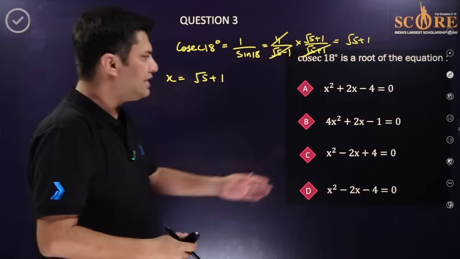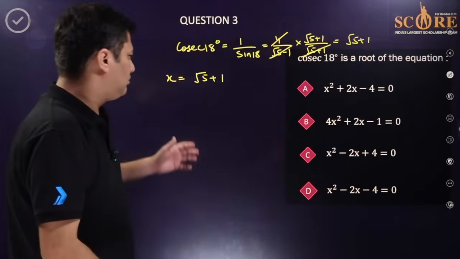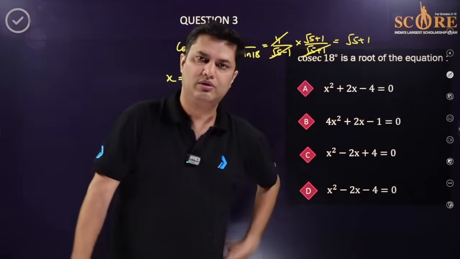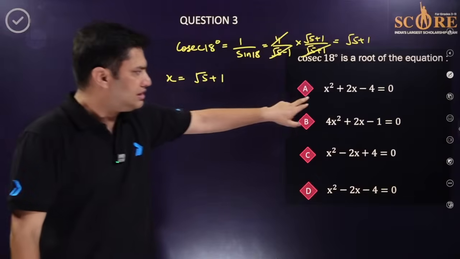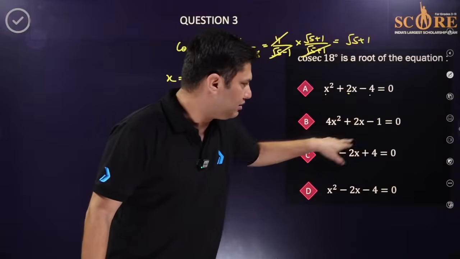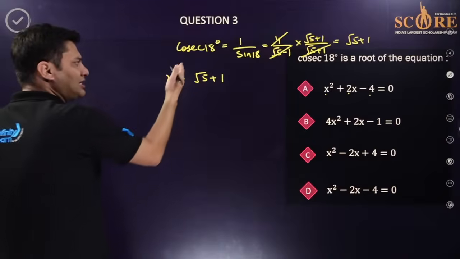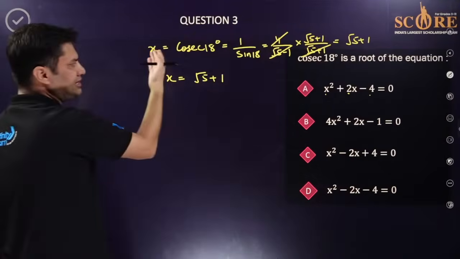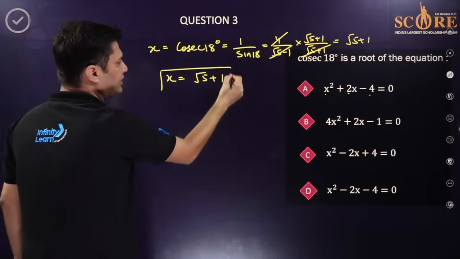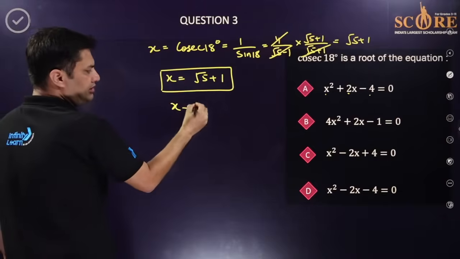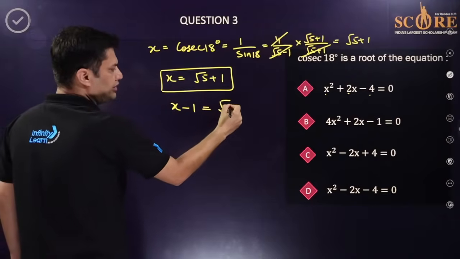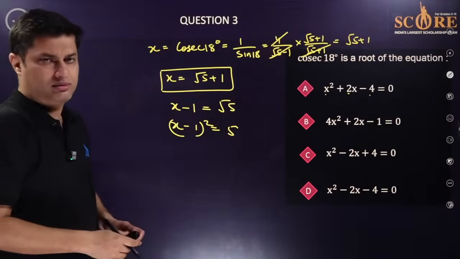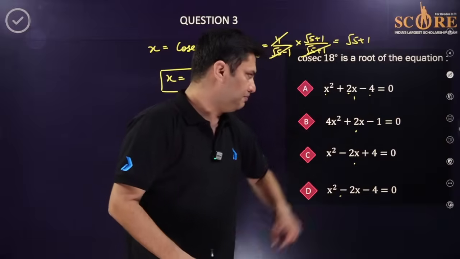Root 5 plus 1 satisfies which equation? It's not a good strategy to check root 5 plus 1 in every option. Instead, notice that every coefficient is an integer. So let's assume cosec 18 is x, where x is root 5 plus 1. The trick is: x minus 1 is root 5, squaring both sides. Why am I squaring? So that the coefficients become integers.